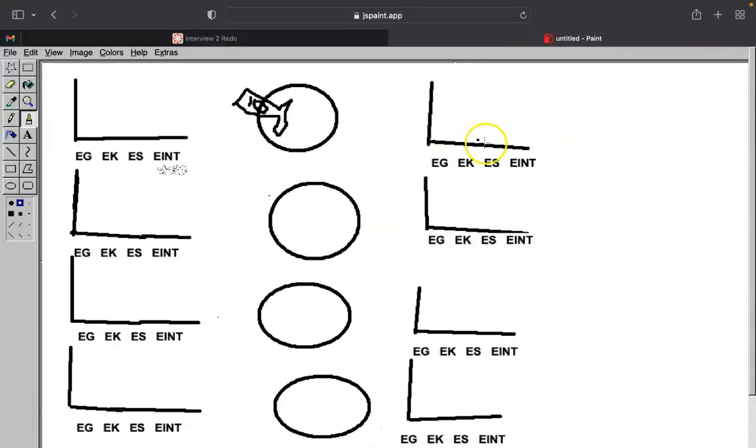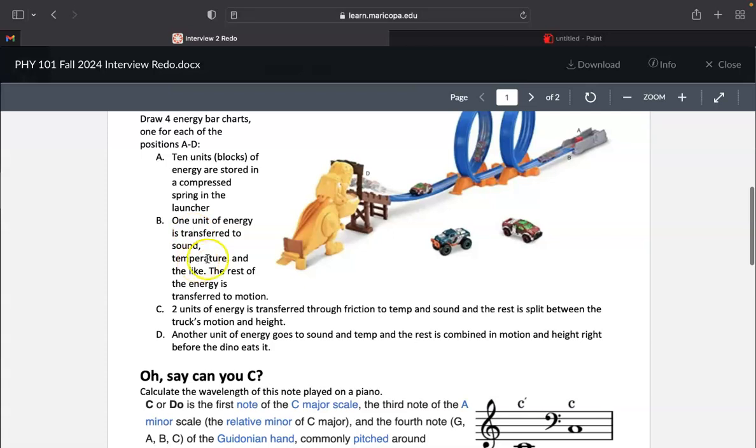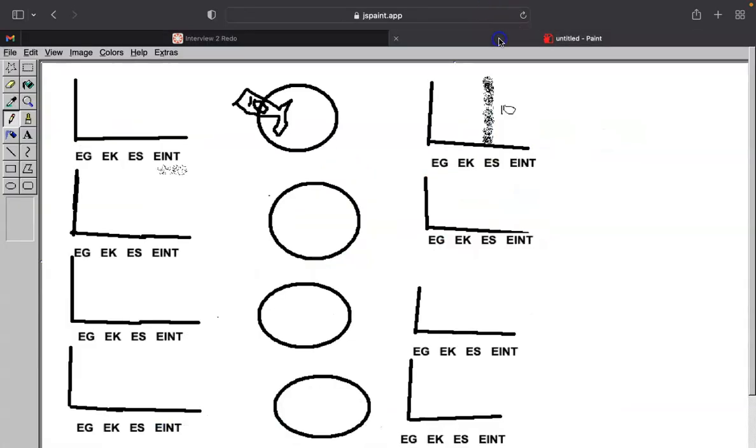So then that'll leave us with 10 in the spring energy section. So 1, 2, 3, 4, 5, 6, 7, let me move this, 8, 9, 10. Perfect. I'm going to write 10 there. This is 10. Great. So that is in the spring energy. So then 1 unit of energy is transferred to sound, temperature, and the like, and the rest of the energy is transferred to motion.